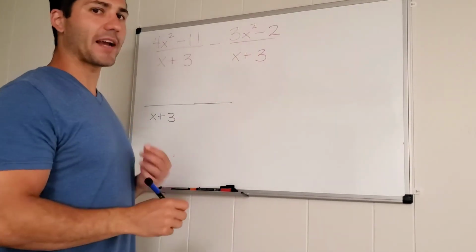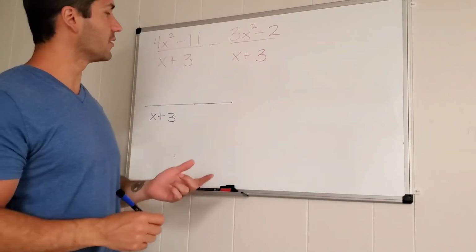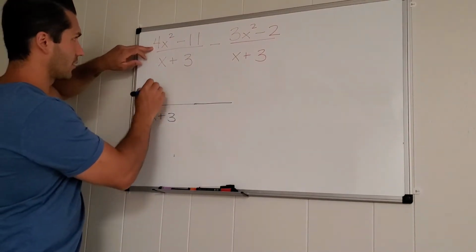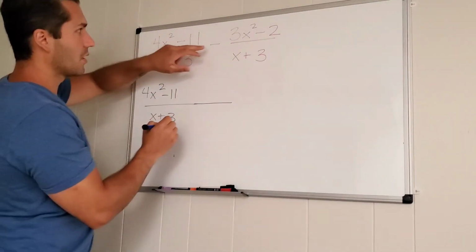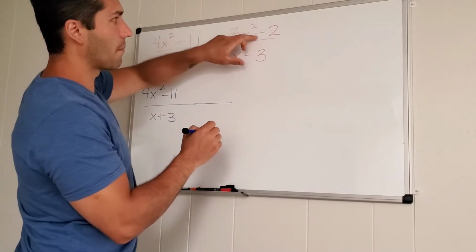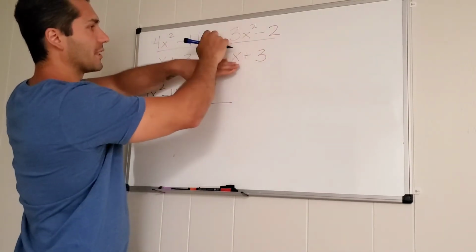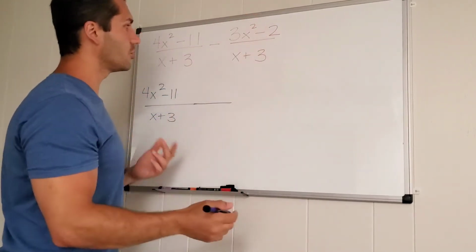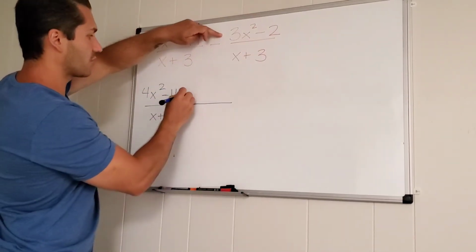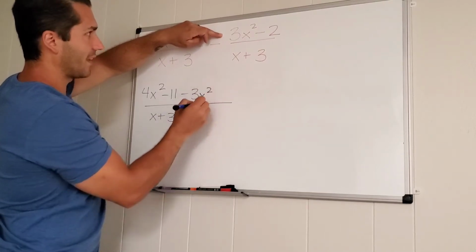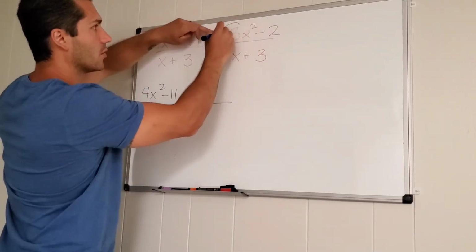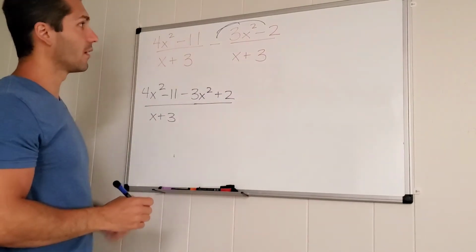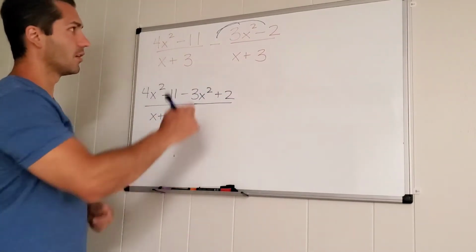Subtraction. This subtraction is always going to be a little bit harder because when you write this, it's 4x squared minus 11 minus 3x squared minus 2. You are distributing this. Just like when you subtracted polynomials, you had to distribute that negative. You're still doing that. So this becomes minus 3x squared and minus negative 2 becomes positive 2. Okay? That's our problem.